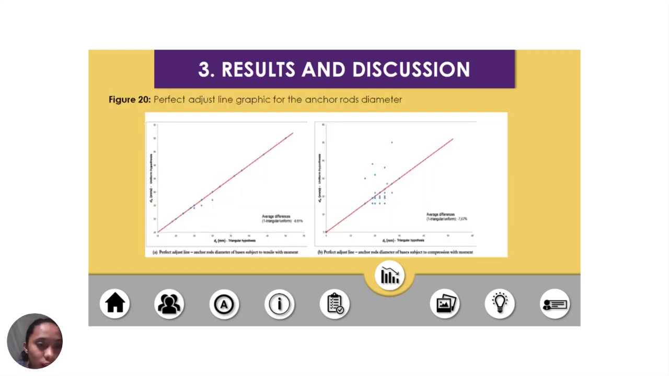This is figure 20, the perfect adjust line graphics for the anchor rod diameter. This is also the same as the previous figure. In figure 20, this line is subject to tensile while the other one is subject to compression, but also with moment.